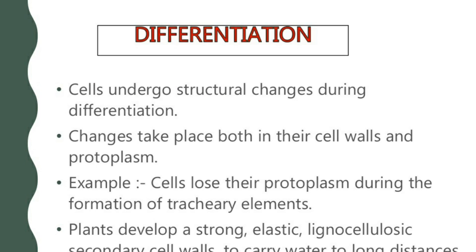Differentiation. Cells undergo structural changes during differentiation. Changes take place both in their cell walls and protoplasm. Example, cells lose their protoplasm during the formation of tracheary elements. Plants develop strong elastic lignocellulosic secondary cell walls to carry water over long distances.